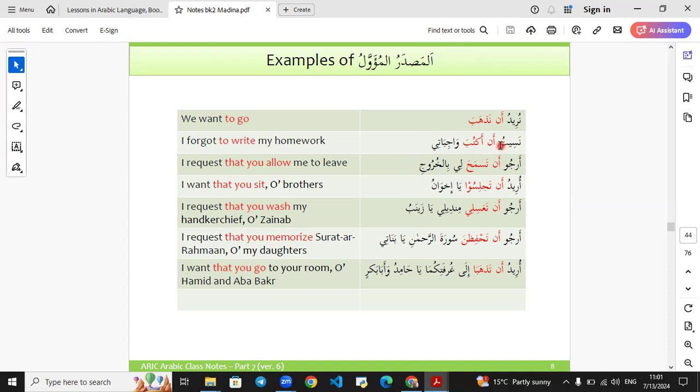أن أكتب, to write. Okay. See how an affects the فعل مضارع. This is مصدر. This is masdar mu'awwal. أرجو أن تسمح لي للخروج. Okay. خروج, you still remember خروج from خرج, يخرج, أن يخرج, خروج. Leave. I request that you allow me to leave. I request. أرجو. To request. طلب. Say طلب. أطلب.